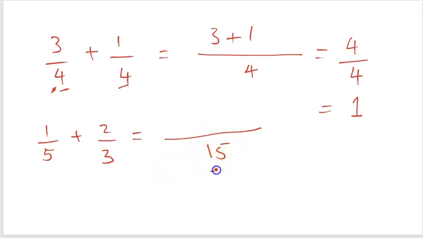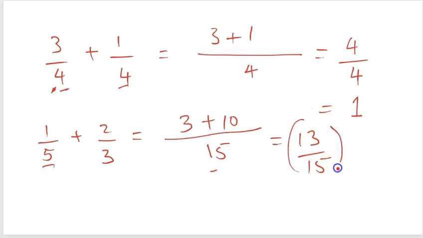Now you divide 15 by each denominator. So 15 divided by 5 is 3. 3 times 1 is 3, plus 15 divided by 3 is 5. 5 times 2 is 10. You add those two at the top, that gives me 13 over 15. Always, if there is a possibility to simplify the fraction, do simplify. If not, that's where you stop.